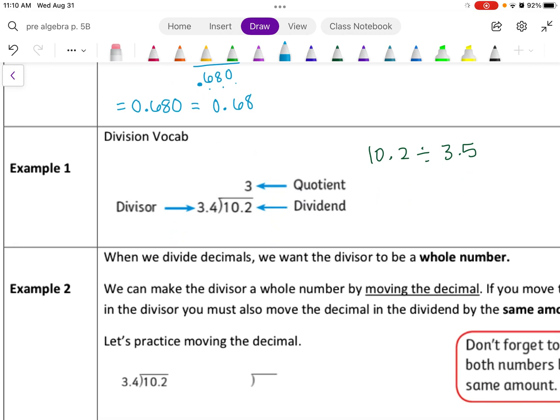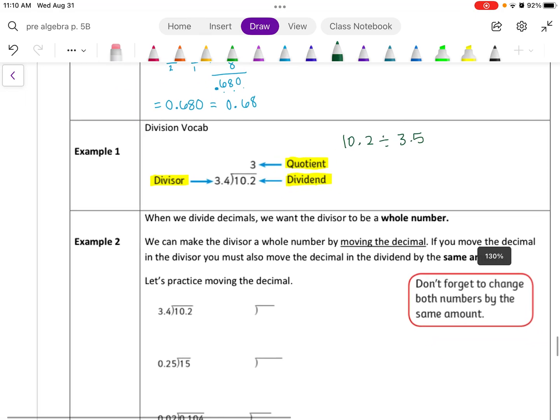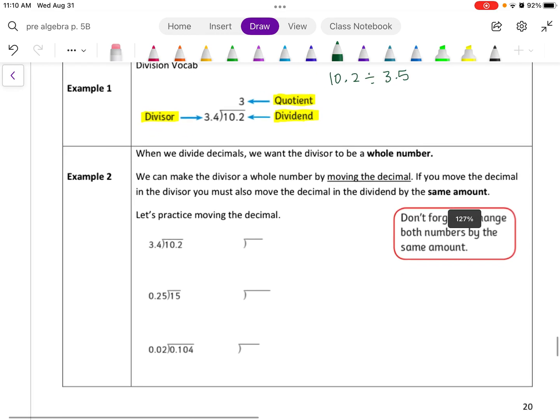So for division, before we get going, let's talk about some vocabulary. If we wanted to take 10.2 and divide it by 3.5, 10.2 would be our dividend. Whatever we're dividing by is called our divisor. And then the answer to a division problem is a quotient. So if you see dividend, divisor, or quotient, this is what they mean.